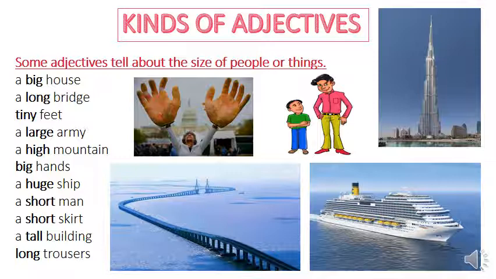So the house is the noun which we are describing. We are saying that it is big, okay? A long bridge. Bridge is a noun and long is the adjective which is describing the bridge. Tiny feet. Feet is a noun and tiny is the adjective describing the feet. A large army. Army is a noun. Large is an adjective describing the army. A short man. Man is a noun and short is an adjective describing the noun. So this is the first kind of adjectives, the adjectives of size.